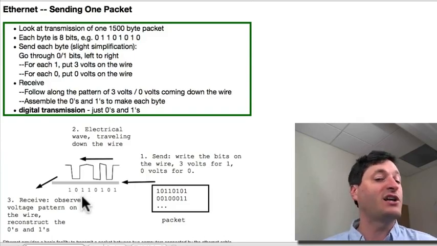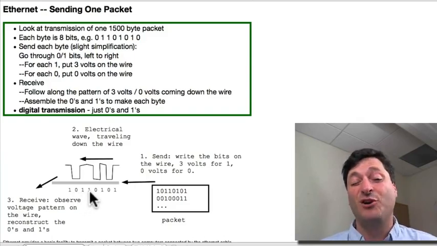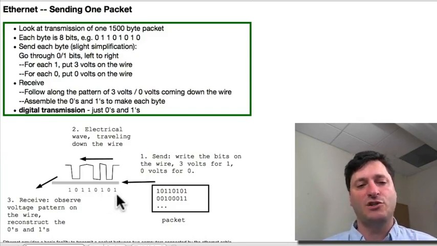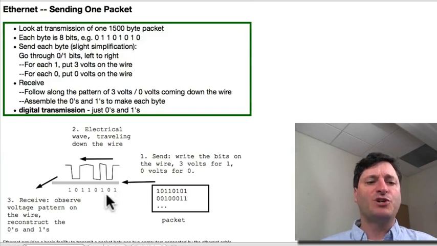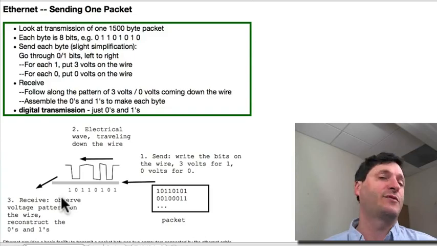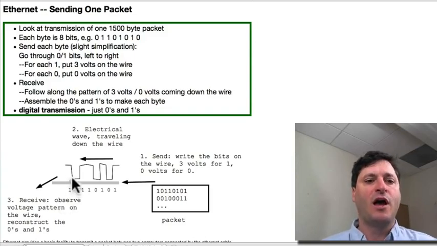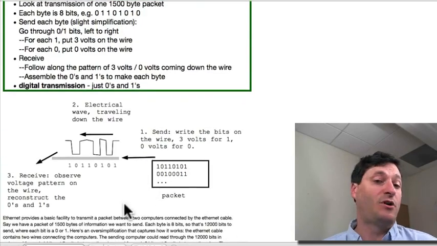And then there's 3 volts. Oh, I guess that was a 1. Oh, it's still at 3 volts, so I guess that's another 1, and a 0 and so on. So the receiver just observes this pattern of 3 volts and 0 volts coming down the wire. Of course, it happens very, very quickly. And from just observing the pattern, it is able to recover what the original byte was.